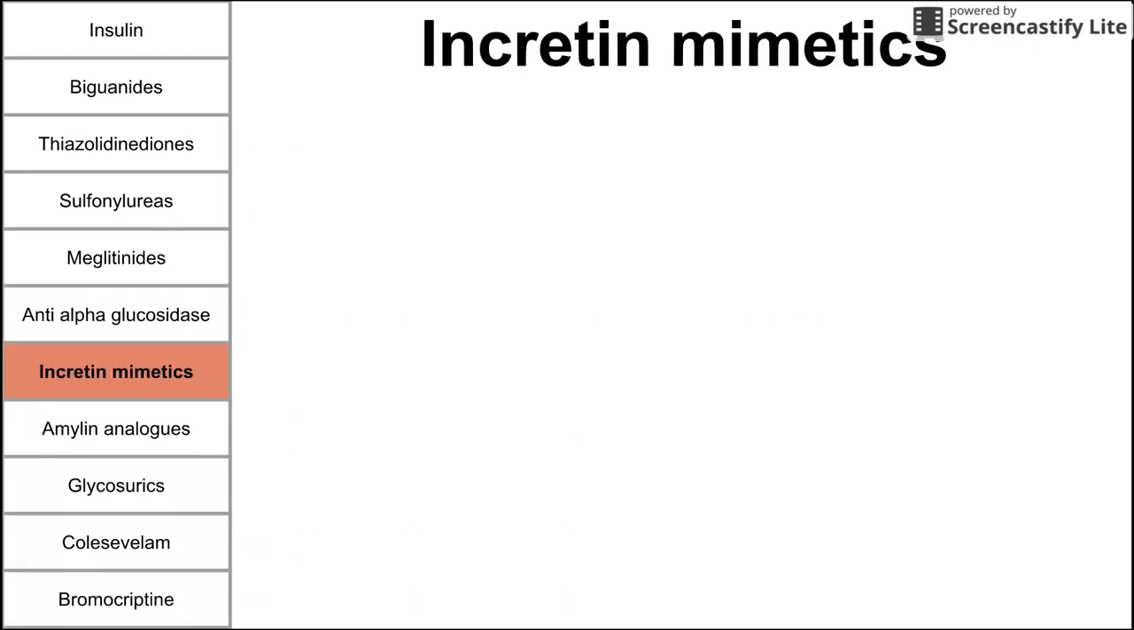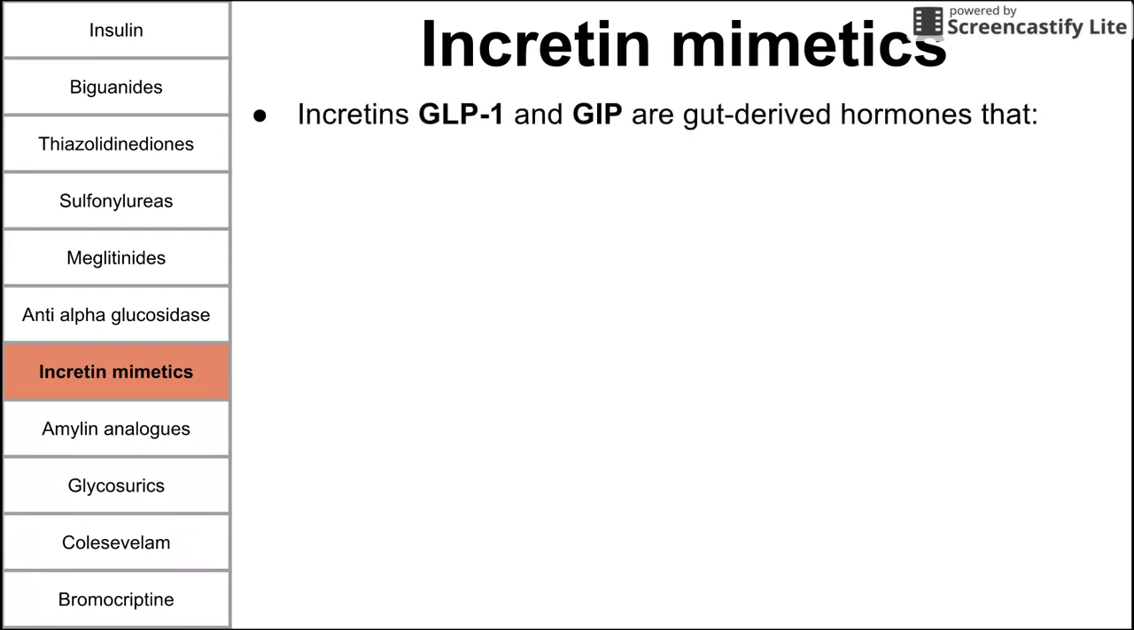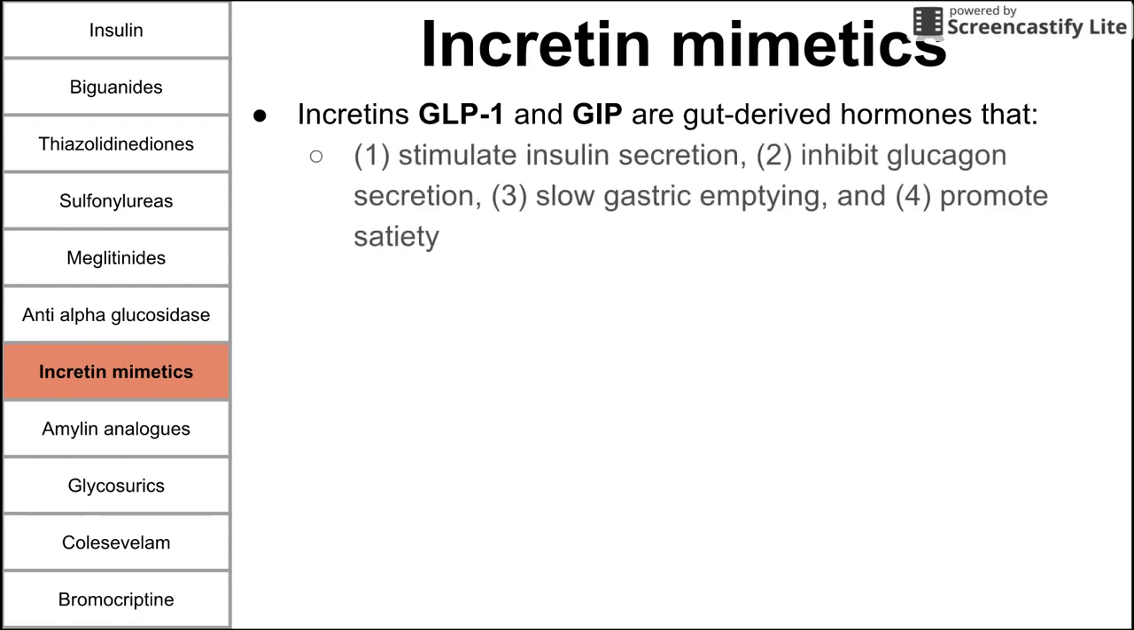They're also pretty expensive. Next group of drugs is the incretin mimetics. It's worth reviewing that the incretins, which are GLP-1 and GIP, are gut-derived hormones that have a couple functions.